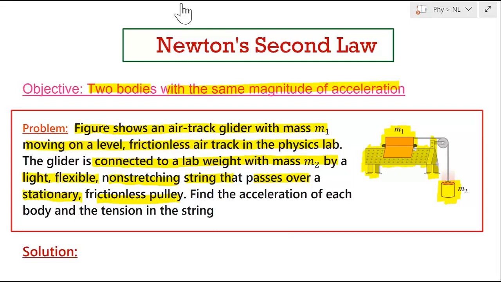So we are simply attaching this mass to this glider using a string, and the property of this string is given: it is a light, flexible, non-stretching string, and it passes over a frictionless pulley. So this pulley is also frictionless. Now we have to find the acceleration of each body and the tension in the string.